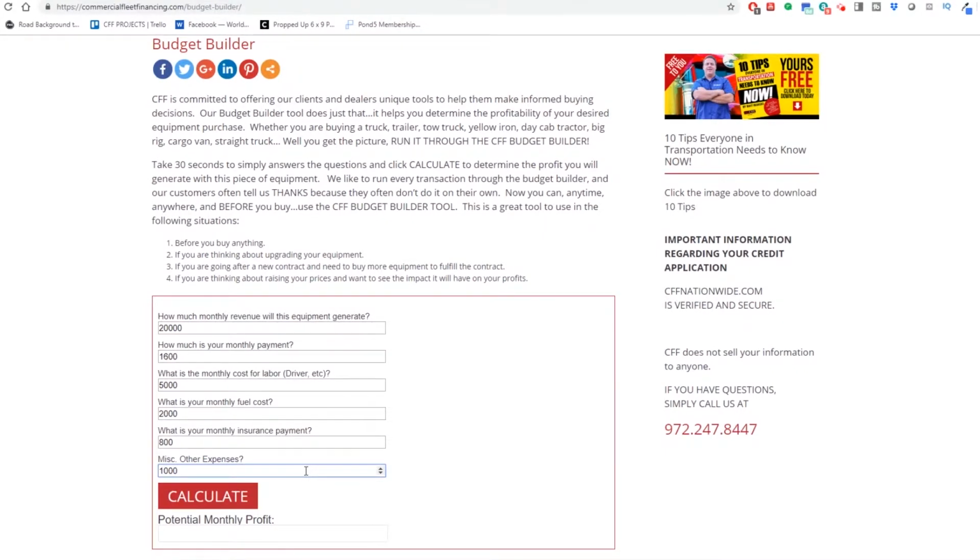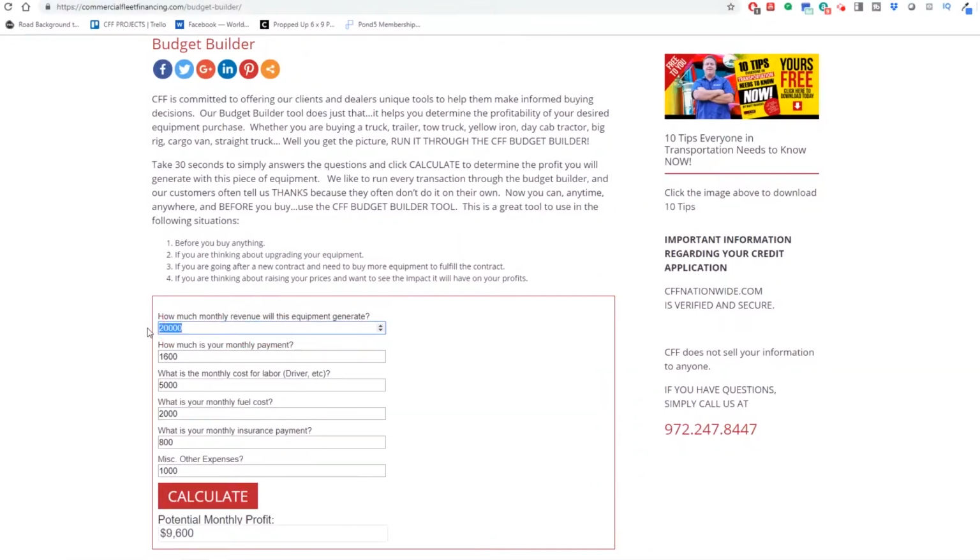Now, if you take those numbers that I just gave you as the example and you hit calculate, you'll come up with $9,600 in potential monthly profit. Good stuff. Sounds like a good decision, right? Well, let me help you with the ability to use the budget builder to your maximum benefit.